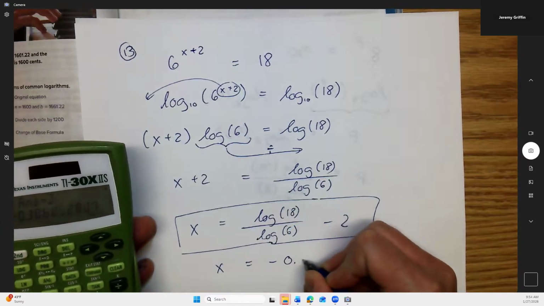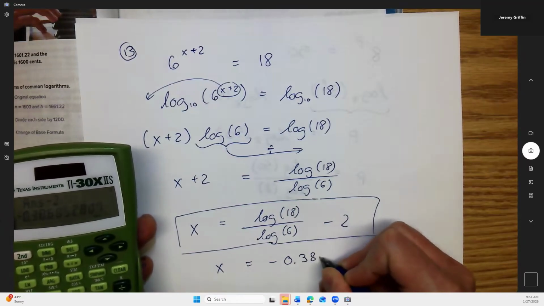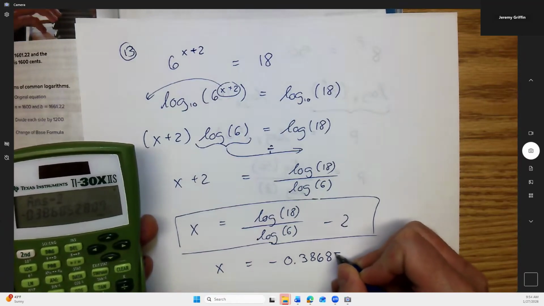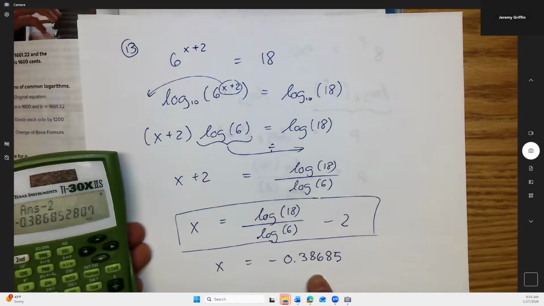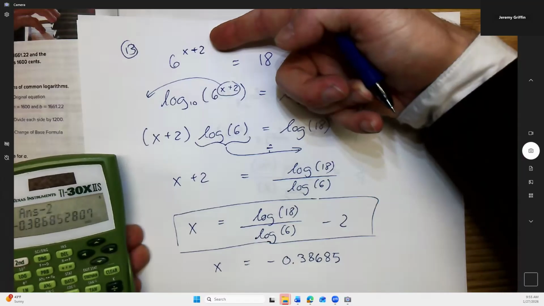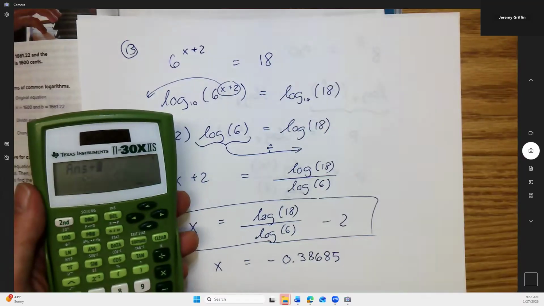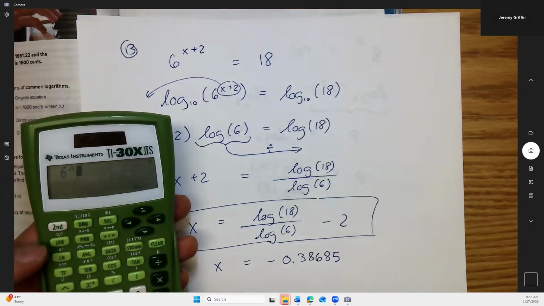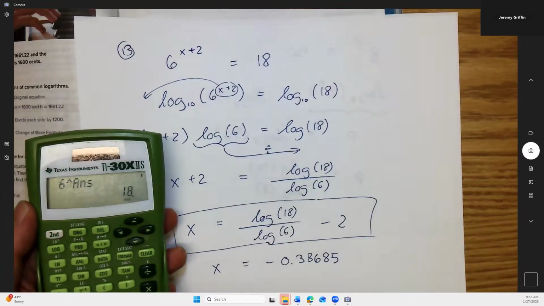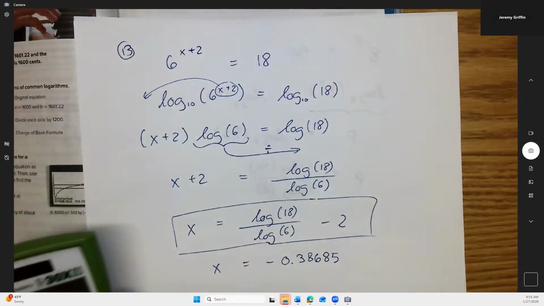Oh, guys, I'm getting a negative number. Is that okay? Yeah, I can have a negative exponent. That's okay. All right, so if I do plus 2 and do 6 to that power, it should tell me 18. Yeah, it is.